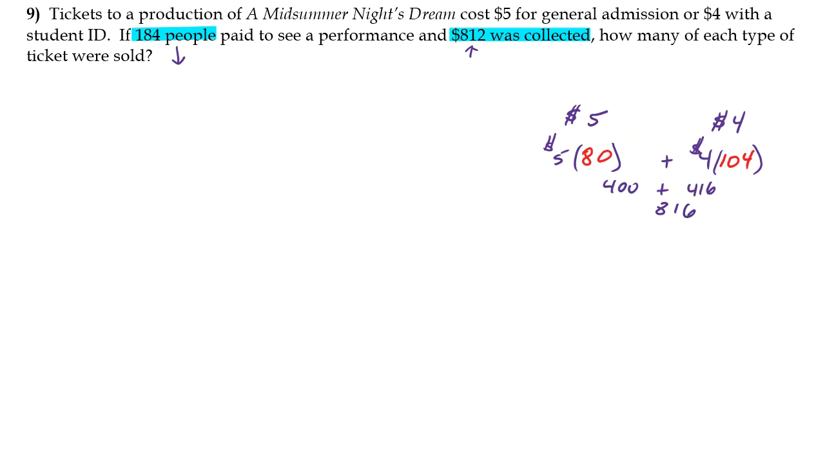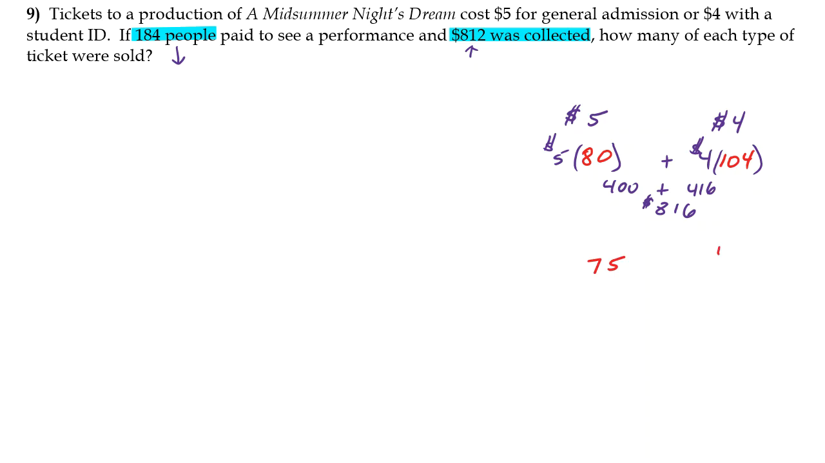Wow, we're really close. The right answer is 812. We could probably guess and check this right answer because we're so close. We're a little bit over, right? So we need to make less money, so we would have fewer people doing the $5 one. Maybe let's try 75. What if 75 people bought the $5 one?